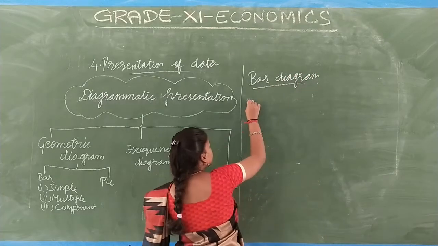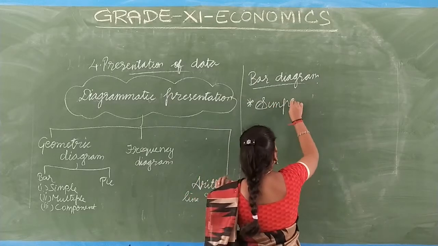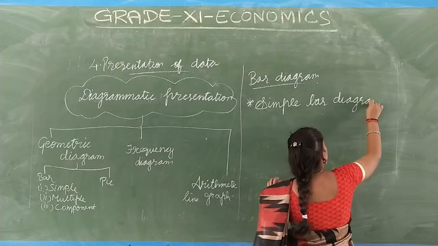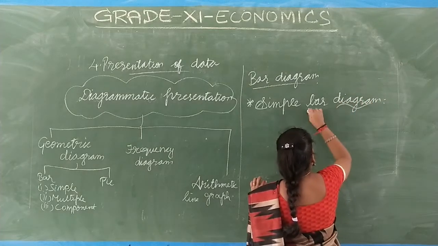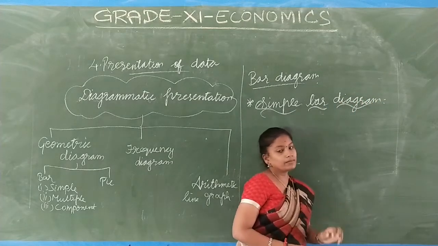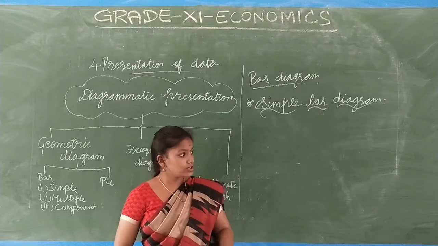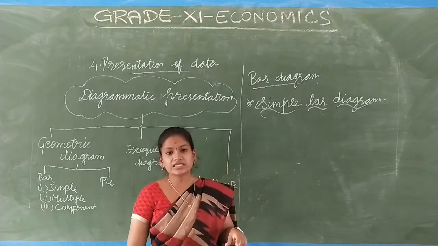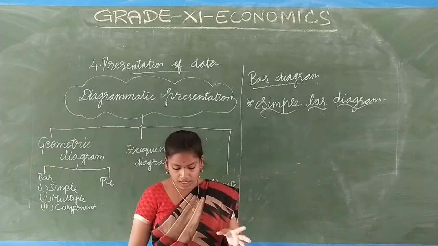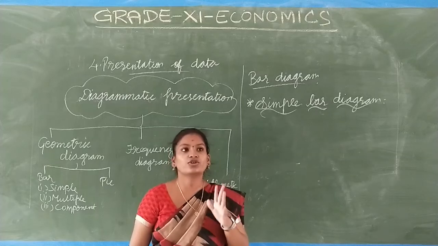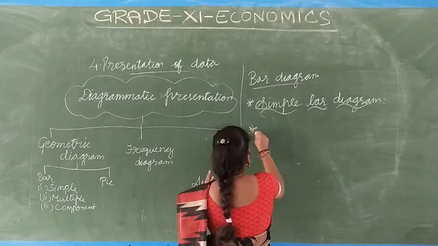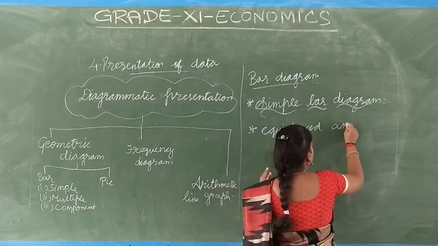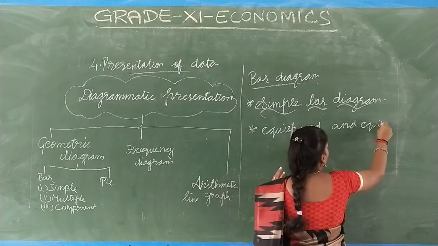And in that, first we are going to talk about simple bar diagram. It comprises a group of equispaced and equiwidth rectangular bars for each class or category of data. It has what? Equispaced and equiwidth.